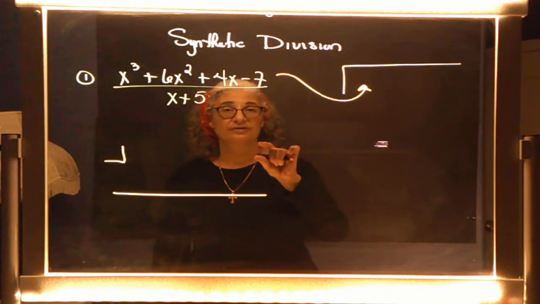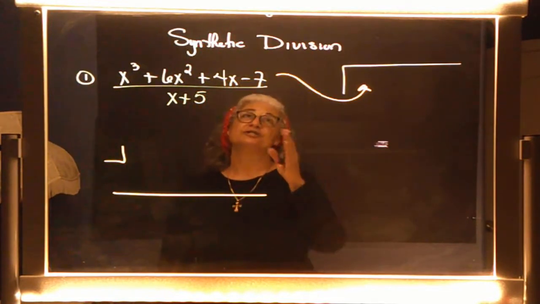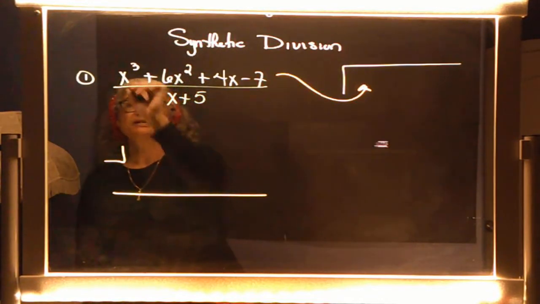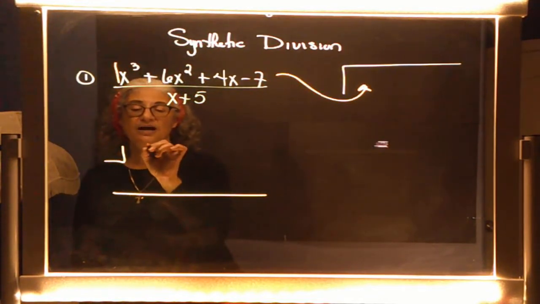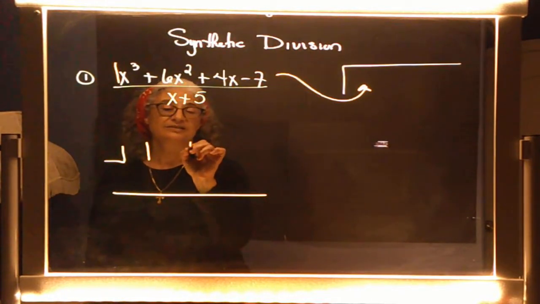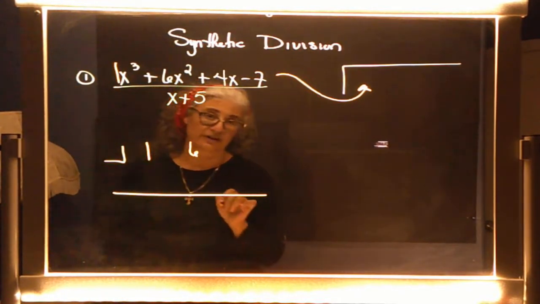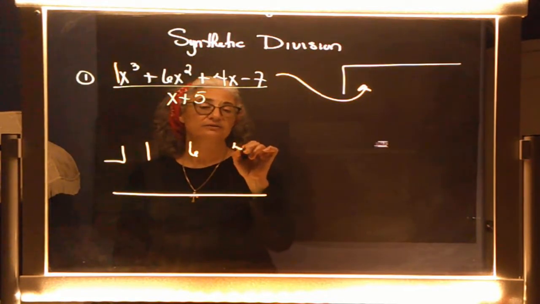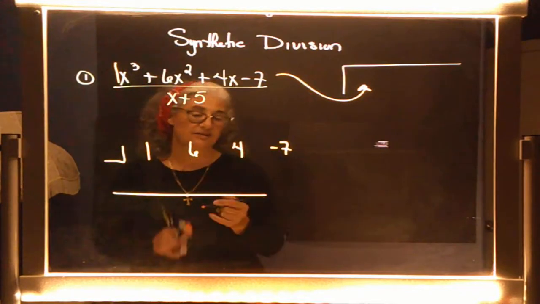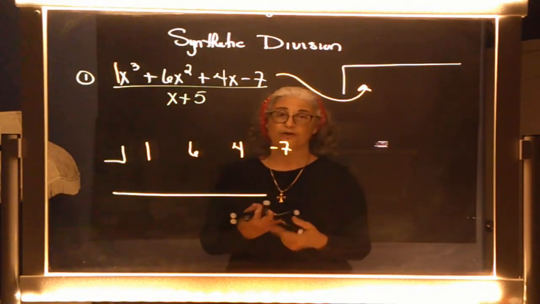Now, I don't care about the variables, or I should say synthetic division doesn't care about the variables, which means, since that's a 1, I'm going to write the 1, the coefficient of x cubed, the 6, the coefficient of x squared, the 4, the coefficient of x, and then the minus 7, which is that constant. With me? Okay.